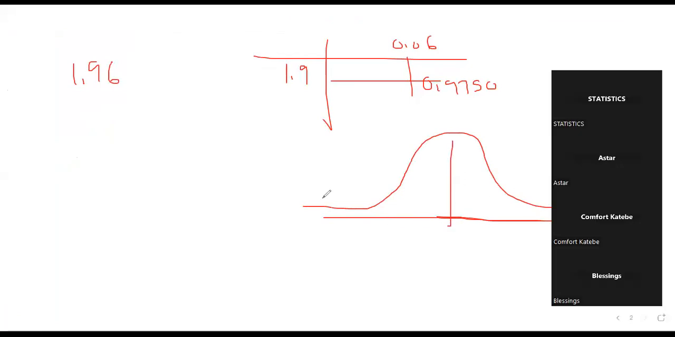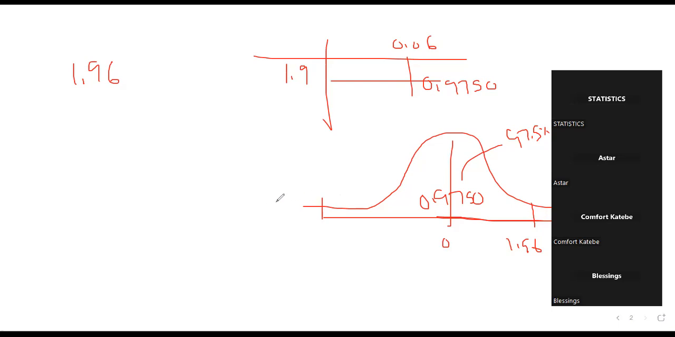So this means that 97% is illustrated coming from here. So this is 50 and this is 1.96. So this means that 0.9750 or 97.5%, which makes sense. So from here to here is about 97.5%. All right, is that clear?